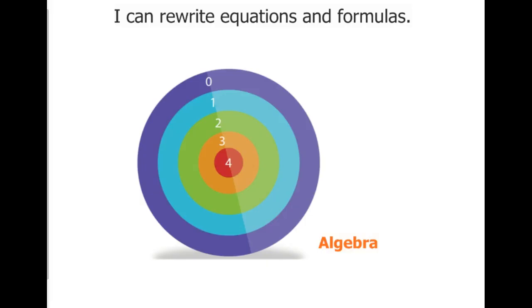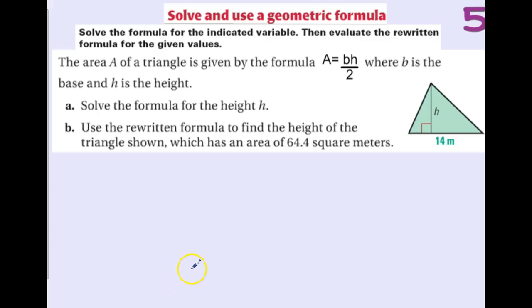I believe this is our last problem. Yep. This one is the same type of problem, but instead of solving for y, we're just going to solve for a different letter. It says, solve the formula for the indicated variable, whichever one they tell us. Then evaluate or solve the rewritten formula for the given values. The area A of a triangle is given by the formula A equals base times height divided by 2, where b is the base and h is the height.